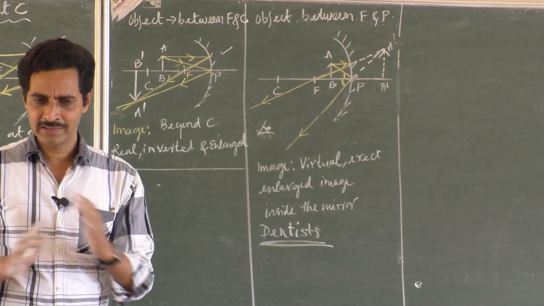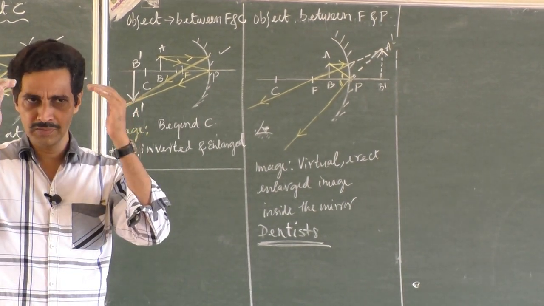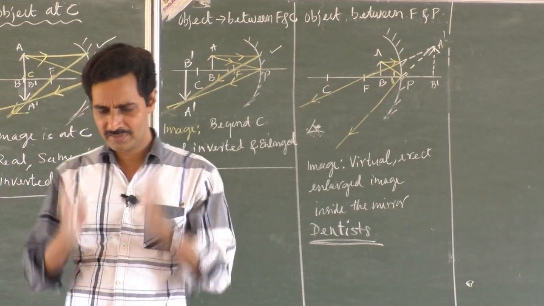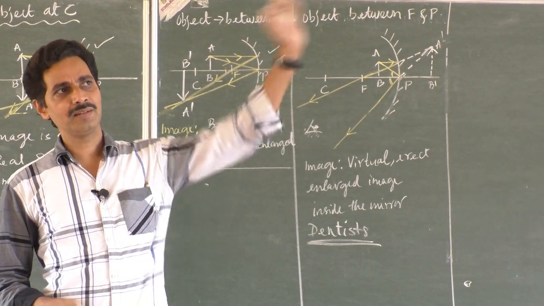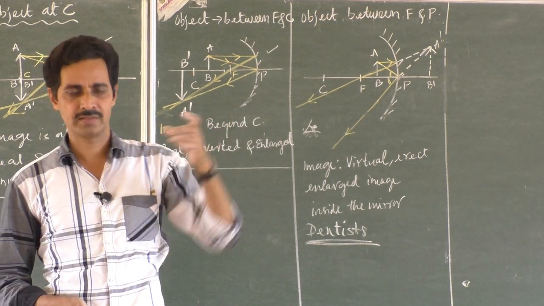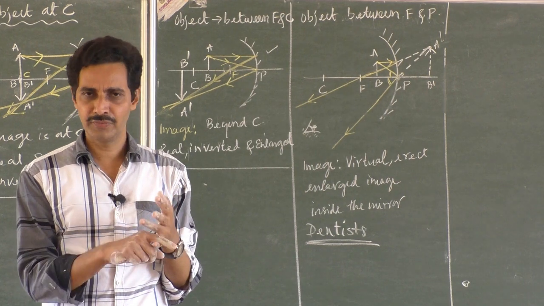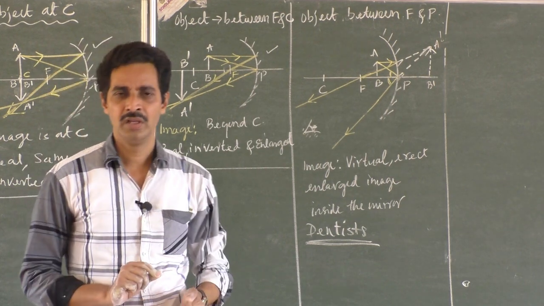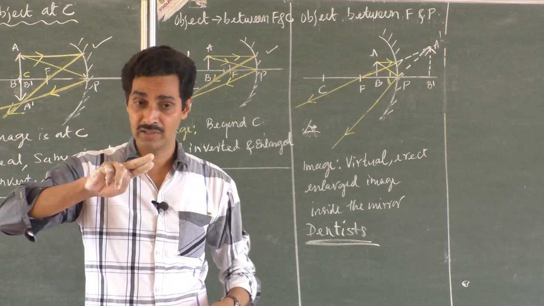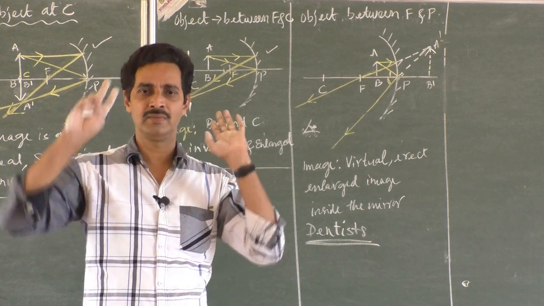You need not learn that table by heart at all. Now all the table should be in your brain. We will recall it. Don't look into the diagrams, just we will recall it. Object at infinity, parallel rays will come. They will meet at the focus. Real image at the focus, highly diminished and inverted. First real images are always inverted. First image, real image is always inverted.